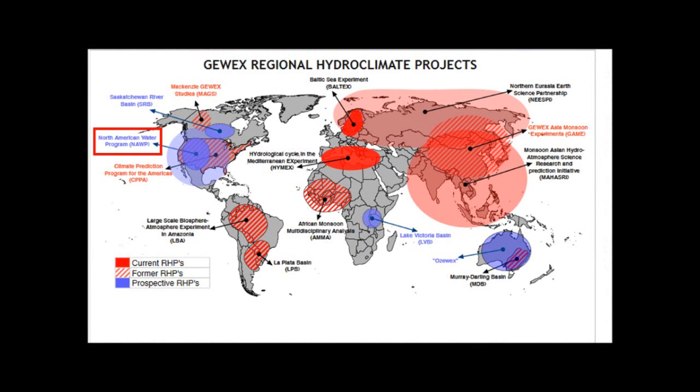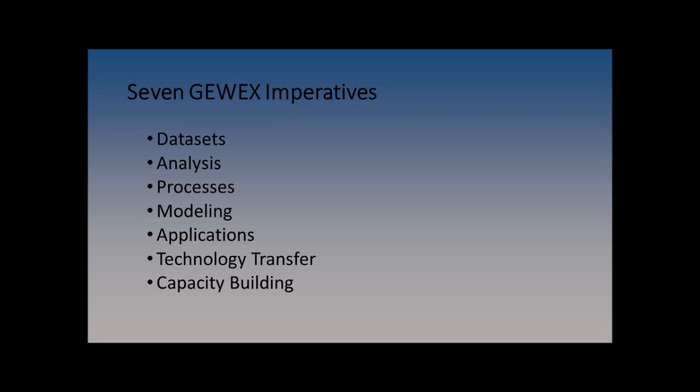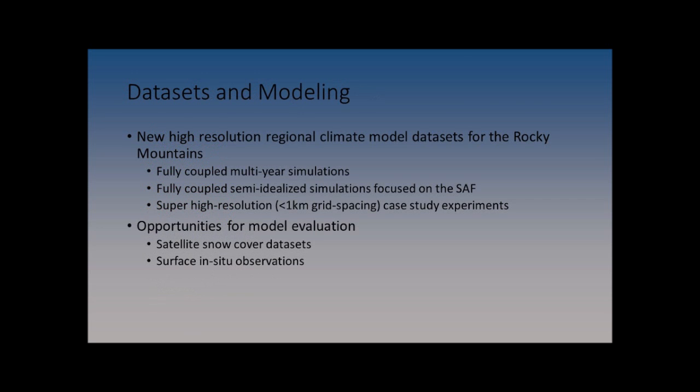This proposal falls within the scope of several of the GEWEX science imperatives. For example, this project fits very well with both the data sets and the modeling categories. By running multi-year high-resolution climate simulations, new model data sets are generated and opportunities for model evaluation against satellite and in-situ ground observational data sets are opened up.